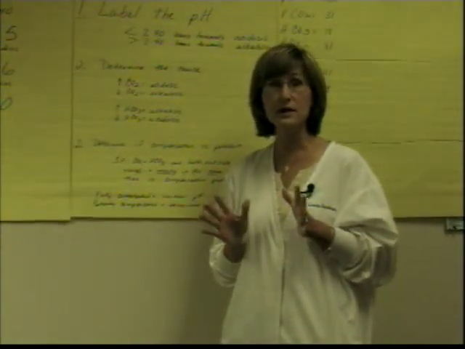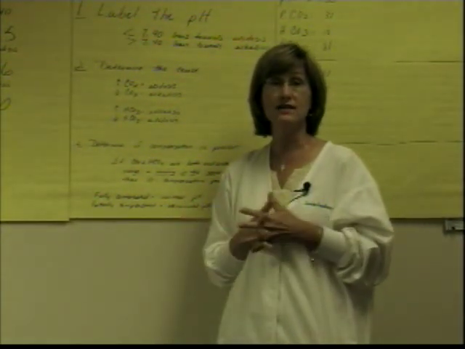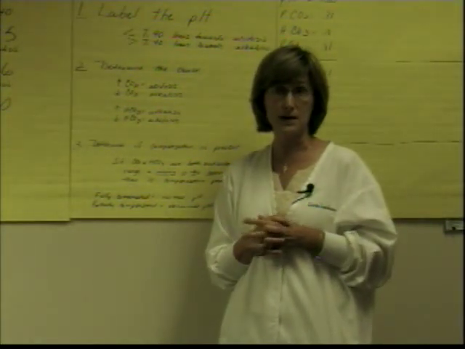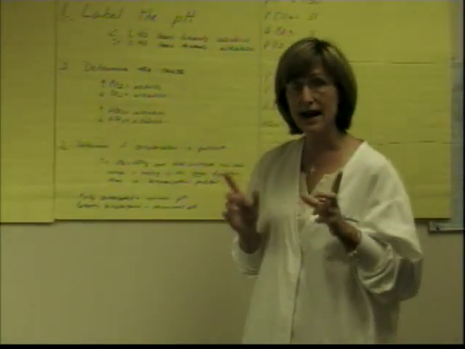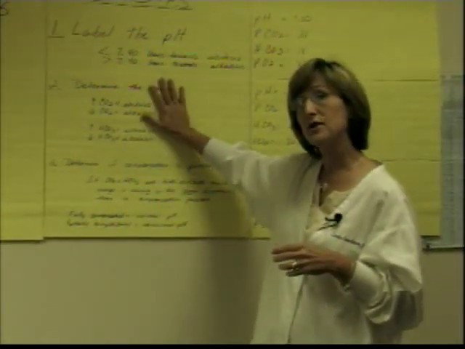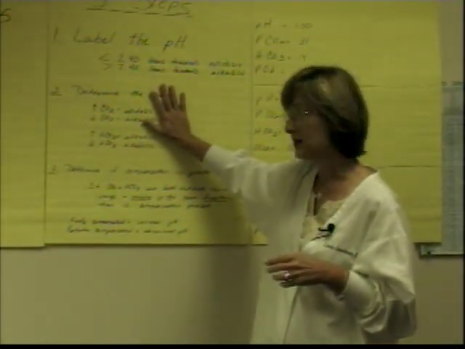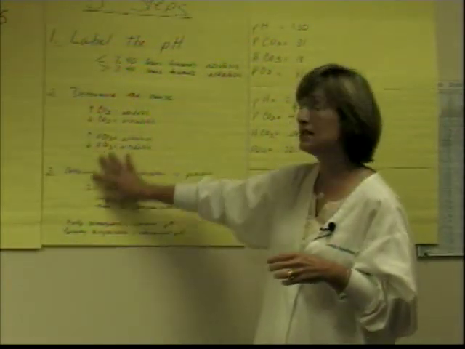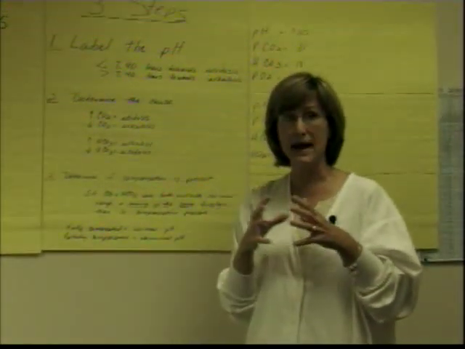And so if that's still a little bit confusing to you at this point, that's fine. That's not surprising, even though you might have done ABG interpretation before. So let's look at how compensation works. After we label the pH and determine the primary cause of the acid-base imbalance, then we have to look at the CO2 and the bicarb together as a pair.